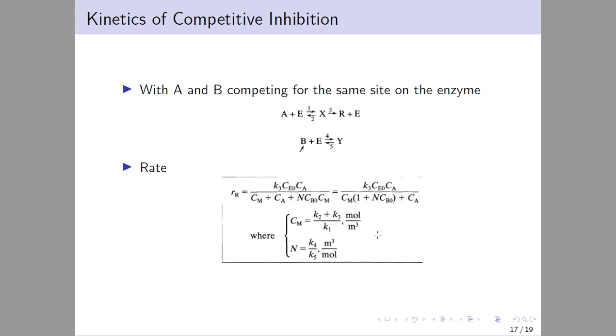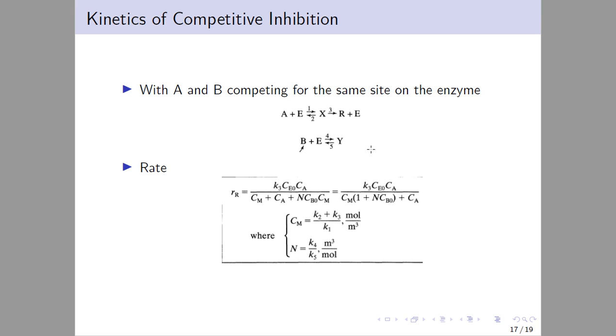Okay, so if N is high, this term becomes large and this one becomes smaller, so the rate of production of R will become slower. But if CM is small, then we can see that the rate of production of R is greater.